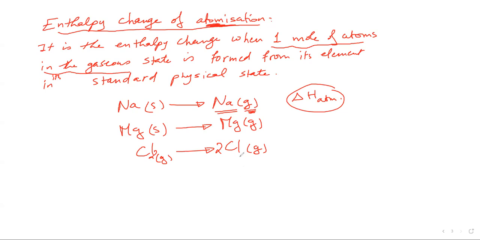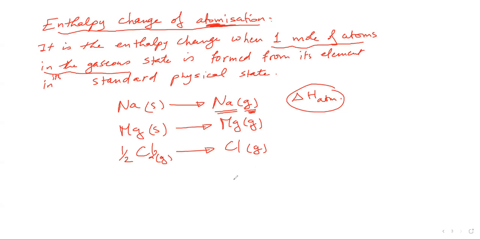But our definition says that it is the enthalpy change when 1 mole of atoms are produced from its element. This means that I cannot write here 2. So I have to take half of the chlorine gas to produce 1 atom in the gaseous state, and we call this the enthalpy change of atomization of chlorine.